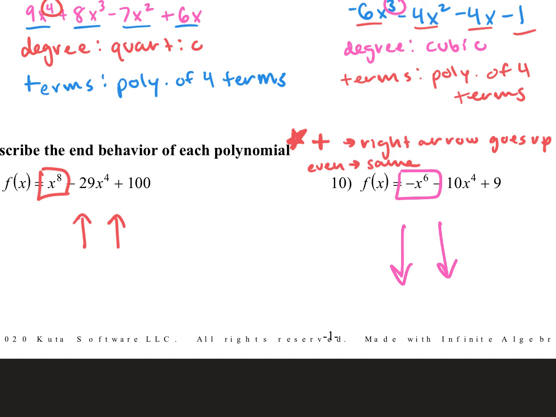Again, on the quiz, you can use arrows or you can use your words. So you can say up and up and down and down. But remember, the order matters. So when the x is negative, they both.